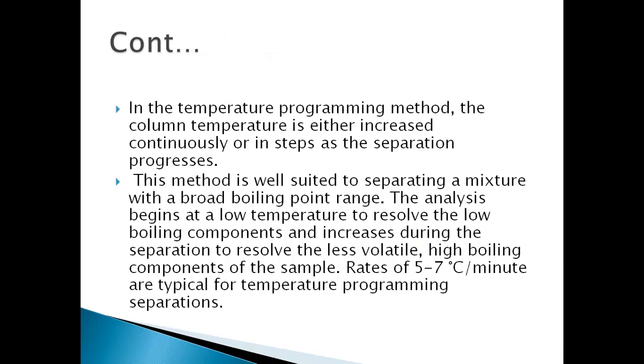In the temperature programming method, the column temperature is either increased continuously or in steps as the separation progresses. The method is well suited to separating a mixture with a broad boiling point range. The analysis begins at low temperature to resolve the low boiling components and increases during the separation to resolve the less volatile high boiling components of the sample. Rates of 5 to 7 degrees per minute are typical for temperature programming separation.